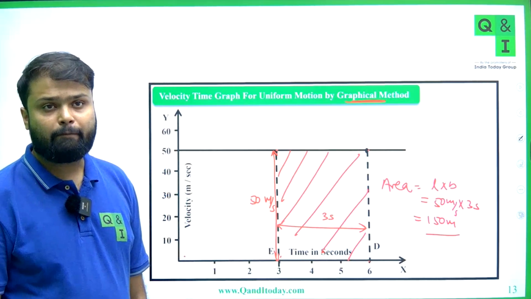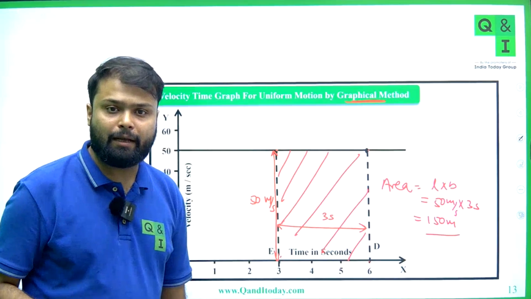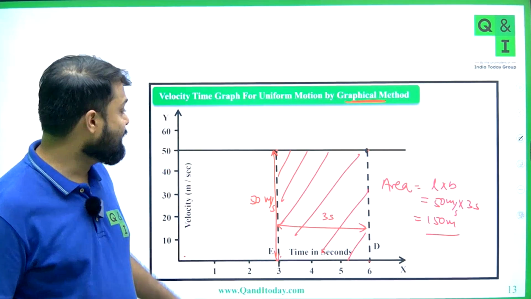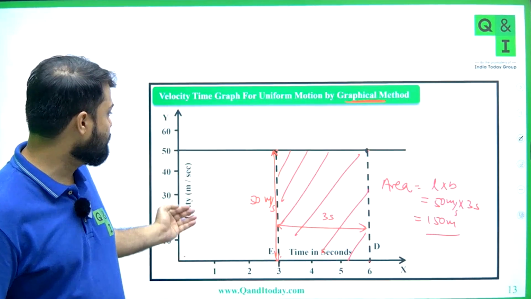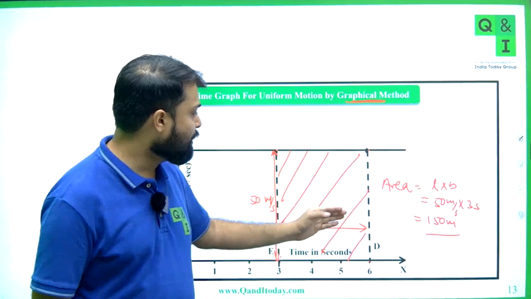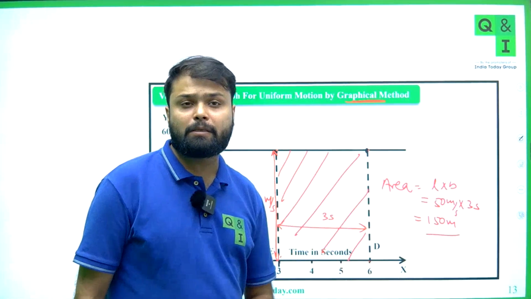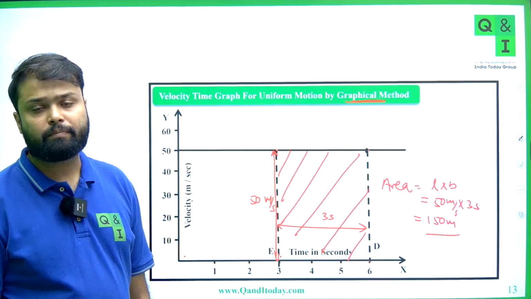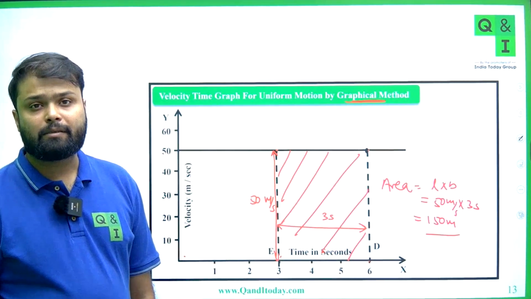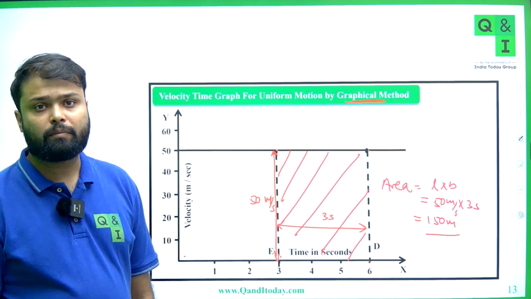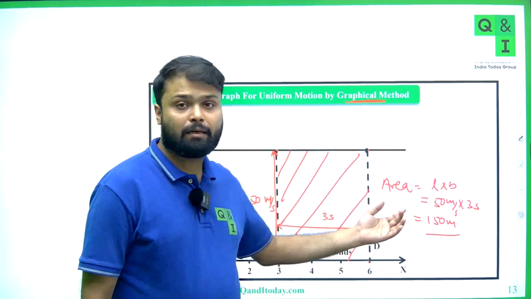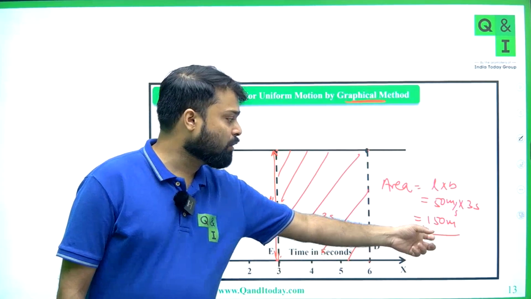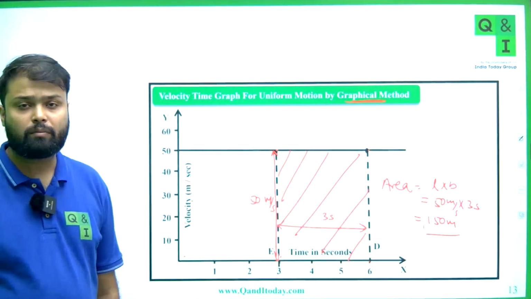Yes or no? If the body is traveling in a straight line without changing the direction, in that case we can say that distance is equal to displacement. Yes or no? And here the area under the velocity time graph will give us the distance or displacement covered by the body. Yes or no? Here we simply calculate the area. So if we calculate the area, we get the distance covered by the body. Yes or no? Yes, sir.